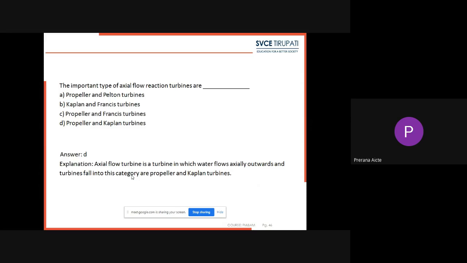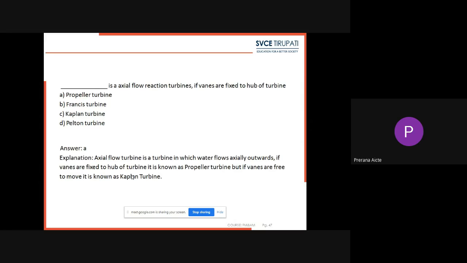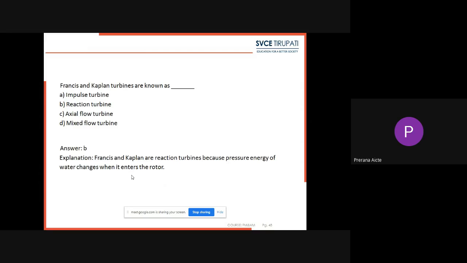The important types of axial flow reaction turbines are propeller and Kaplan turbines. An axial flow turbine is a turbine in which the water flows axially, and propeller and Kaplan turbines fall into this category. So which one is an axial flow reaction turbine if vanes are fixed to the hub of the turbine? The answer is propeller turbine. If the vanes are fixed to the hub, then it is propeller. If the vanes are not fixed, then it is Kaplan turbine. Next one, the Francis and Kaplan turbines are known as reaction turbines.